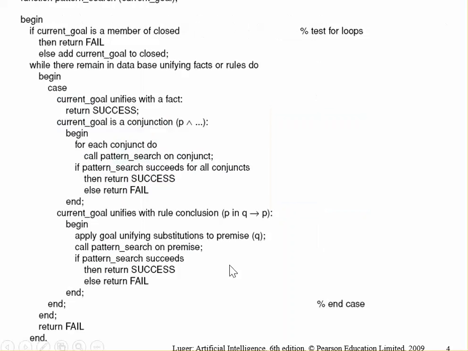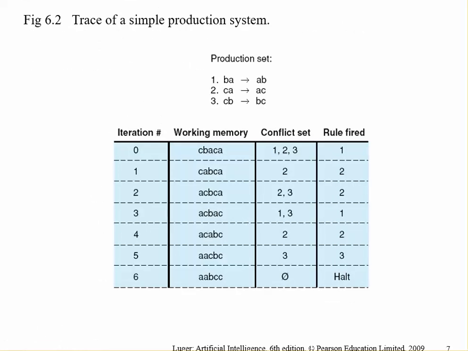This is the algorithm that I want you to study, in terms of how we check for matches or pattern search in the rules. I think everything will be clear with this example, which is my production system. In this example we are going to have 6 iterations. This is when we start, and here we halt, which is when we finish.